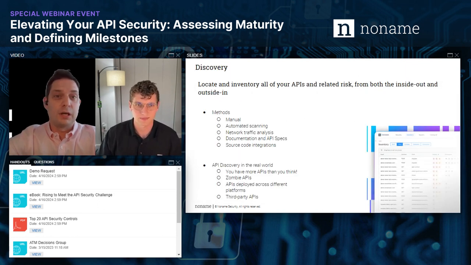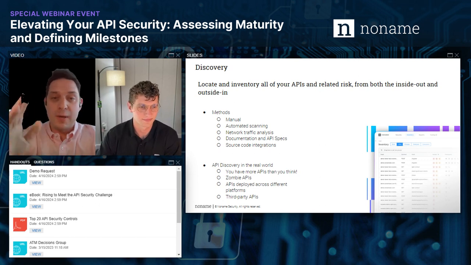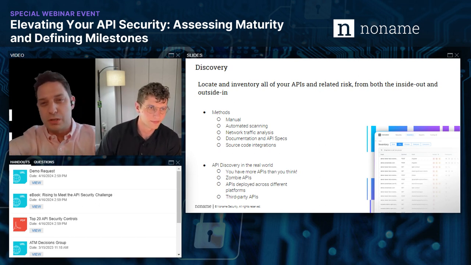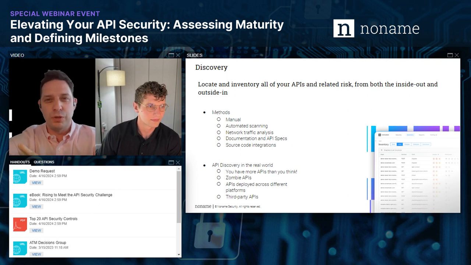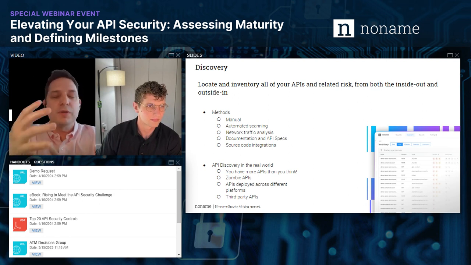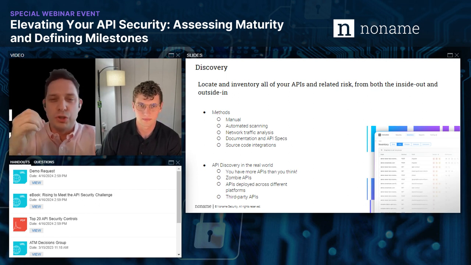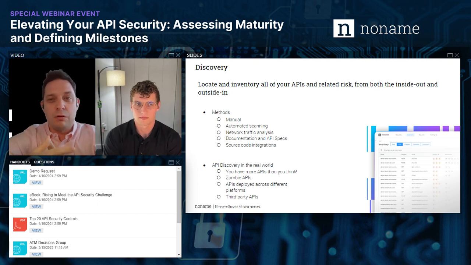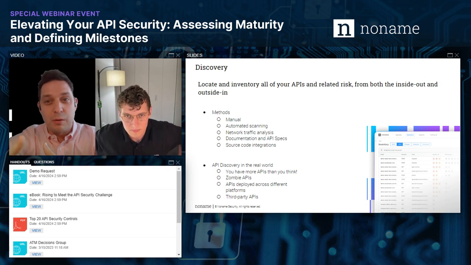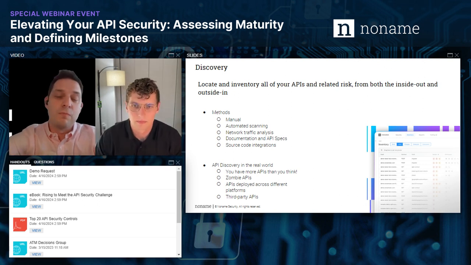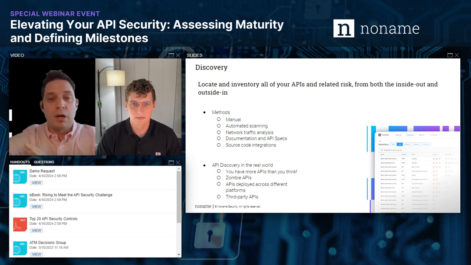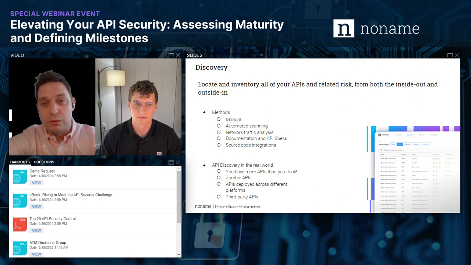Yeah, definitely. I'd love to. So API discovery refers to the process of identifying and cataloging all APIs present within your environments. If you think about it for a second, the discovery capabilities are essential, right? You can't really secure something that you don't know anything about or haven't seen. In addition, discovery can help you stay compliant with regulations and even maintain operational efficiency.